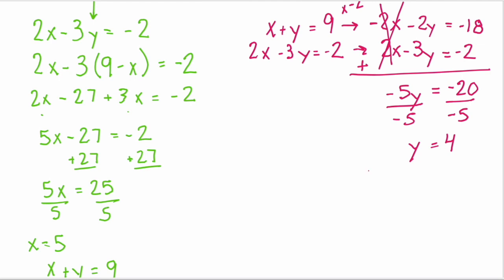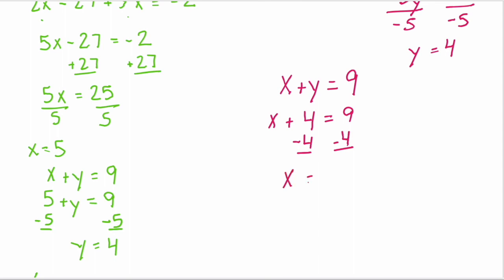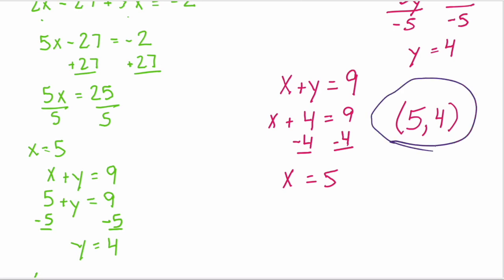Remember, you always go back to one of the original equations. Again, I'm going to pick the easiest. X plus y equals 9. I know that y is 4, so x plus 4 has to be 9. Subtract 4 from both sides, and I get x equals 5. So the elimination method gave me the point (5, 4). Notice that this point (5, 4) is what we got with all three methods.